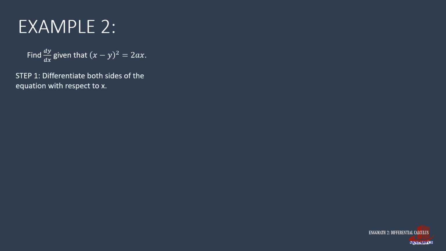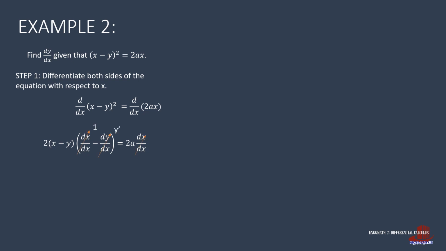The second example has the equation to be differentiated implicitly as the square of x minus y is equal to 2ax. So step 1 is to add d all over dx to the square of x minus y and also to 2ax. By differentiation rules, the derivative of the square of x minus y turns out as 2 times the quantity of x minus y, and then again take the derivative of each term, marking dx all over dx minus dy all over dx. The other side will become the constant 2a times dx all over dx.